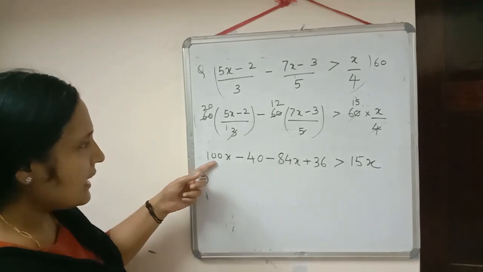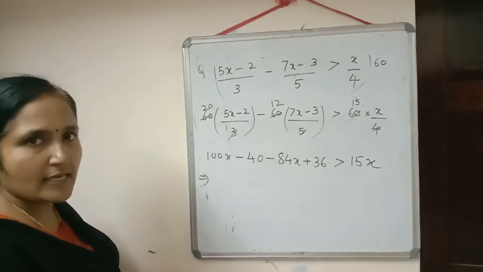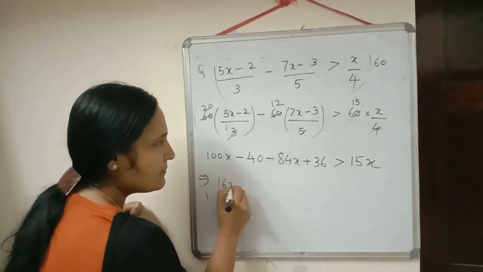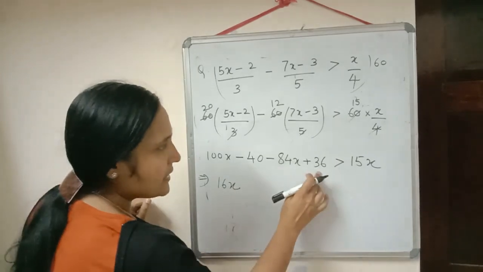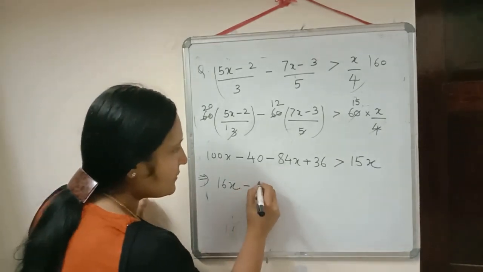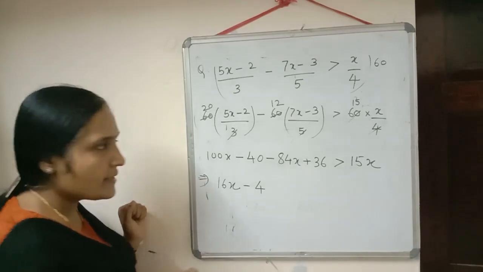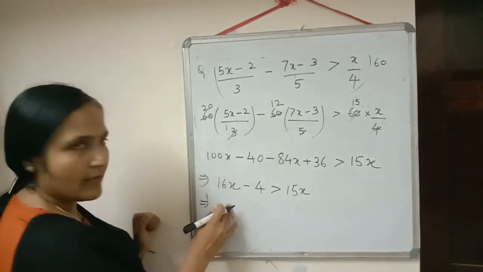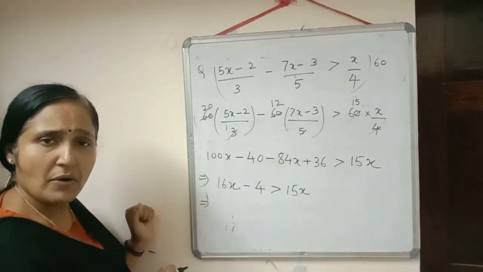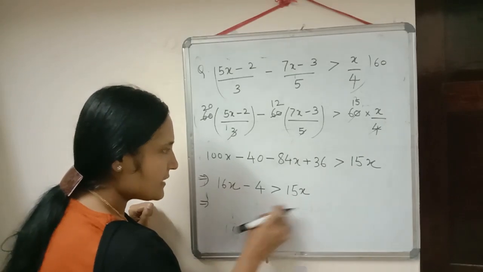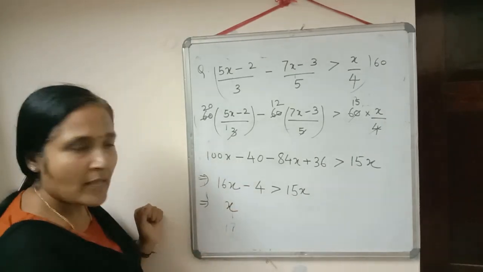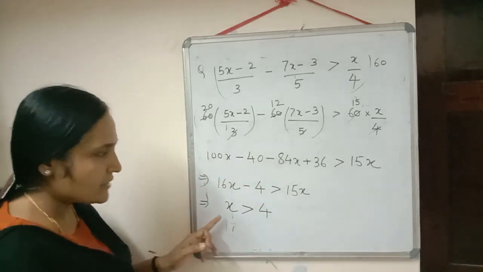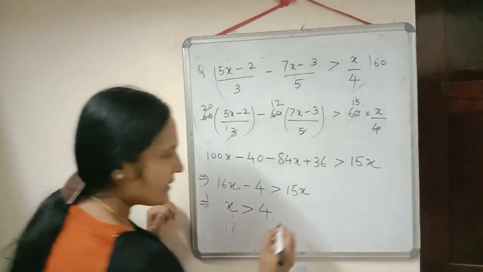Now what can we do? 100x minus 84x, we can subtract. 100 minus 84 will be 16x, minus 40 plus 36, that will be minus 4, correct? Greater than 15x. Now 15x we can shift to the left hand side and minus 4 we can shift to the right hand side. Then it will become 16x minus 15x, which is x, greater than plus 4. So x will take all the values which are greater than 4.